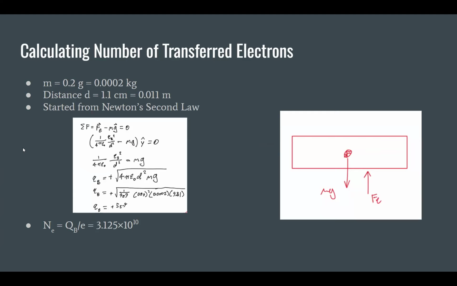To calculate the number of transferred electrons, we started from Newton's second law, where we had a positive force of electricity minus the force of gravity equal to 0 because the tape did not move. Working it out, we got a charge of 5 times 10 to the negative 9 coulombs. And calculating the number of electrons is just dividing that by the amount of charge each electron has, coming out to 3.125 times 10 to the 10th.